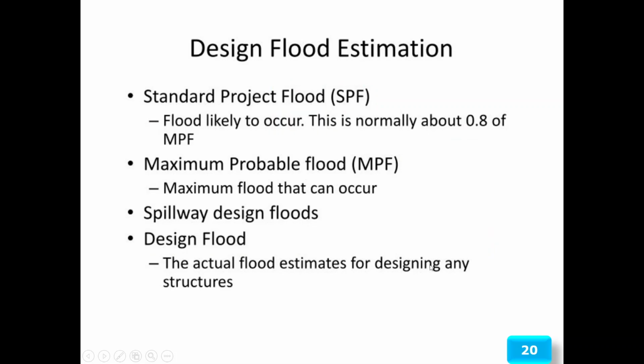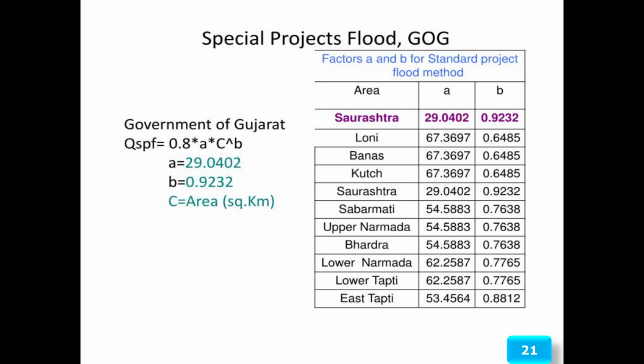Now the design flood estimation. The standard project flood is likely to occur, normally about 0.82 of the maximum probable flood. The maximum probable flood is the maximum flood that can occur, used for spillway design flood, the actual flood estimate for designing any structures. For the standard project flood method, the Government of Gujarat factors A and B apply: QSPF is equal to 0.8 into A into C power B.